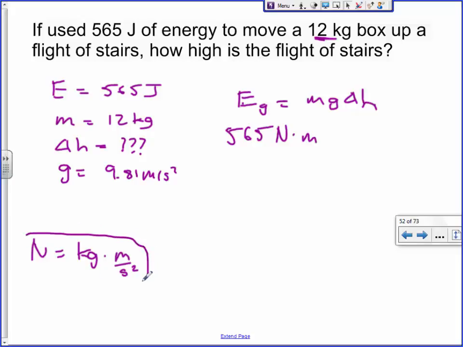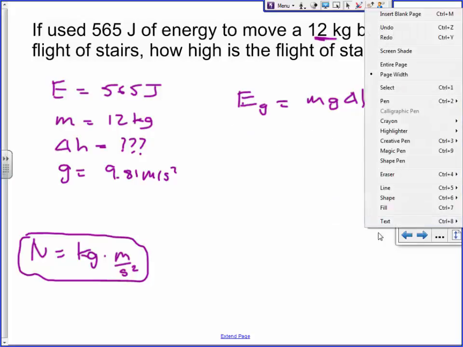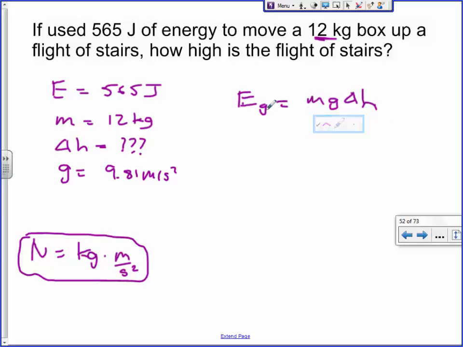Just off to the side, maybe even throw it on your formula sheet. If you can get really good at unit canceling, sometimes it can save you if you're really stumped on a problem. You can just look at how the units work. So rather than writing that as 565 joules, or even 565 Newton meters, I'm going to write it as 565 kilogram meters per second squared, which is what a Newton is equivalent to, times a meter.